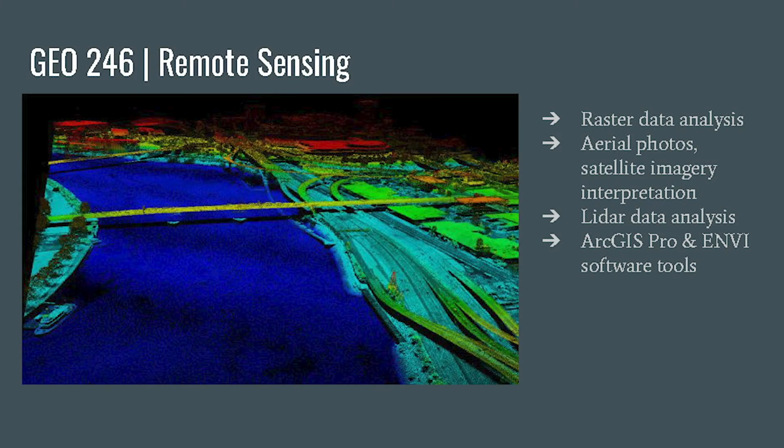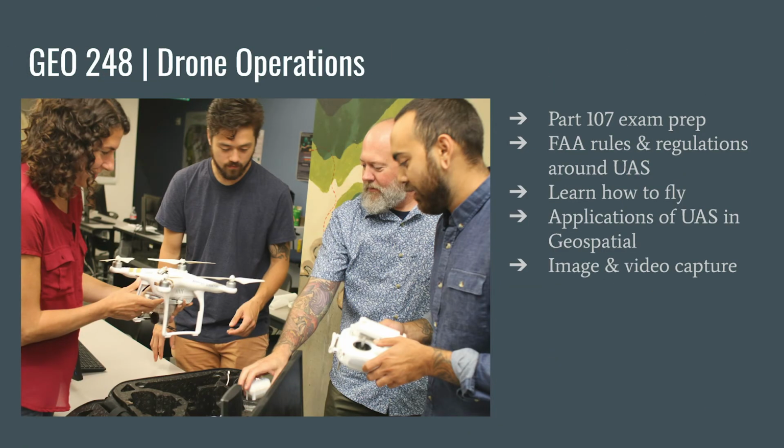GEO 246, Remote Sensing, is going to cover topics that focus on raster data. It's going to look at how to interpret and analyze aerial photos, satellite imagery, and LiDAR data. This will be done using some of the tools in ArcGIS Pro, as well as in a software called ENVI. Remote sensing is used in a lot of environmental fields, environmental management, natural resource management, forestry, geology. And it also ties in really nicely with the drone classes, because any image collected with a drone is considered remotely sensed data. Which leads me to our drone classes, in which we have a 3-course sequence.